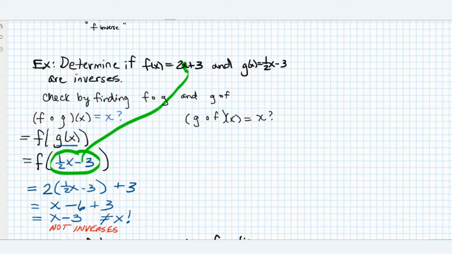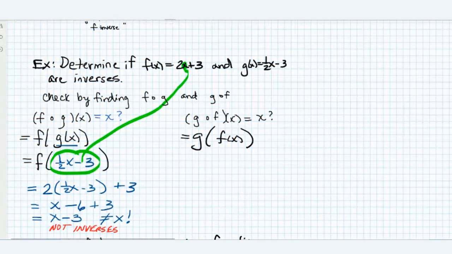Now, I already know they're not inverses, but I just want you to practice because you know people have trouble with compositions. So I want you to go ahead and at home right now on your piece of paper, write out g of f. Go ahead and do g of f of x and see what you get for that one. So just take a minute.